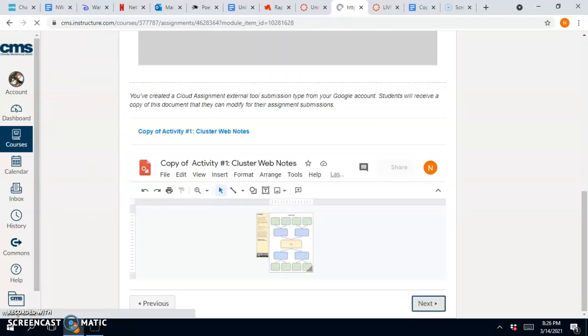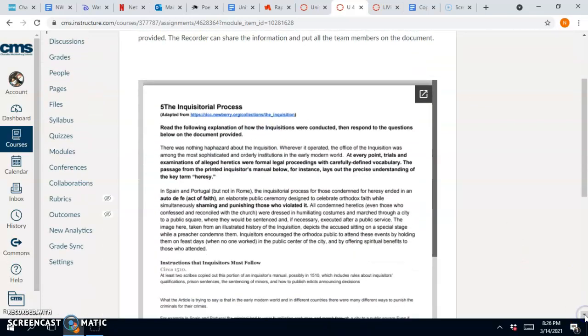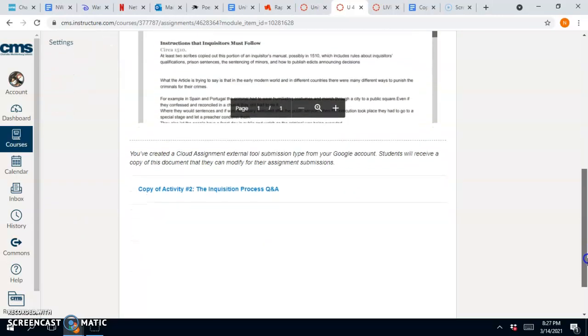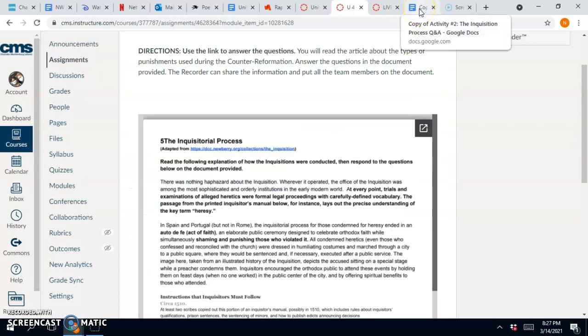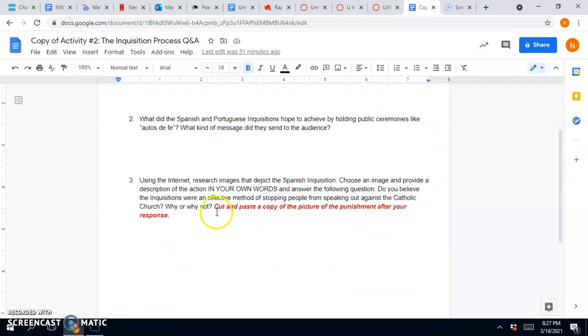All right, next slide. The second activity honestly asks you to go a little bit deeper on the punishments. So you have a document, an article here that explains how they were conducted, and then you read all of this and they tell you where it comes from. But then after you read that, you put that information on this sheet. On here it's only like 3 questions, but the thing they want, when you reach number 3 and you're talking about the Inquisition, they want you to choose an image and describe or provide a description of the action in your own words.